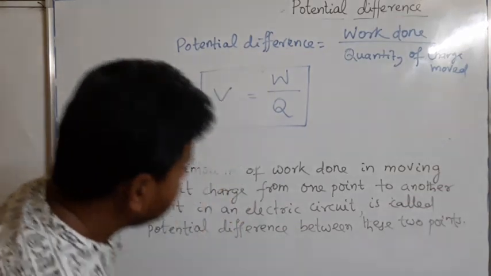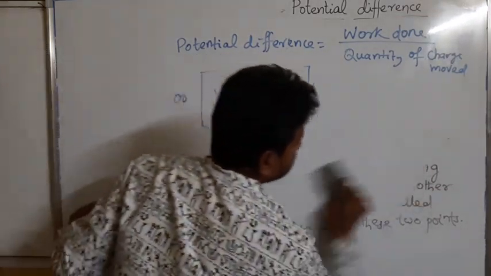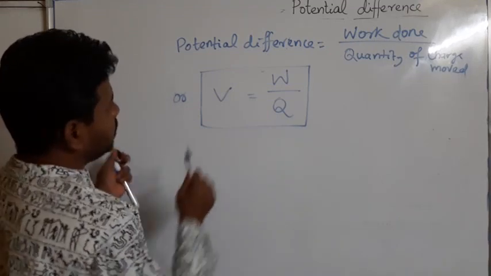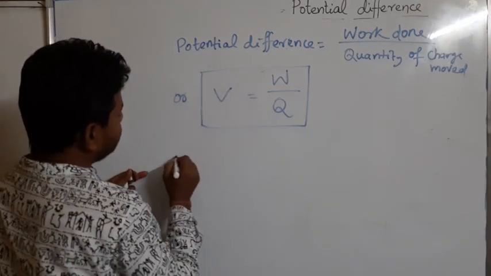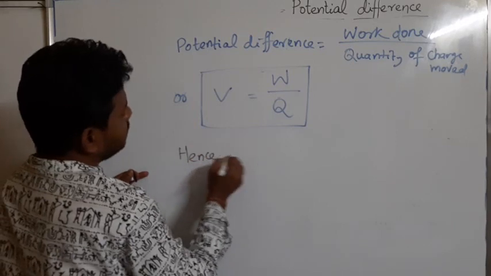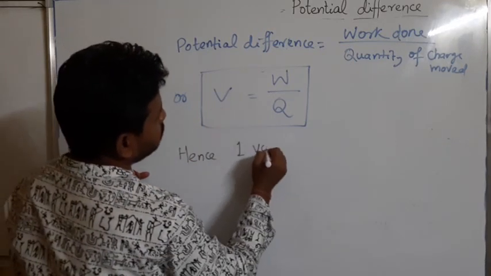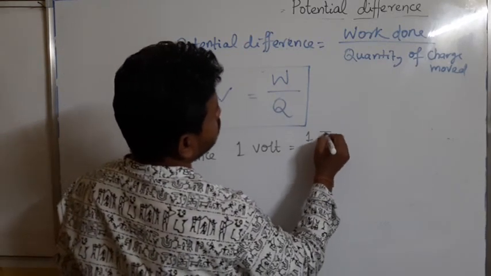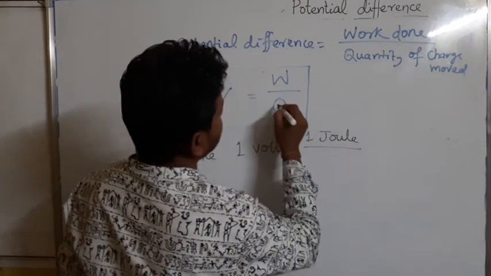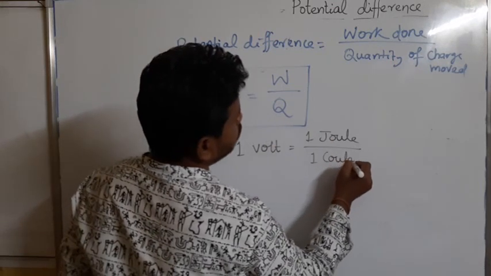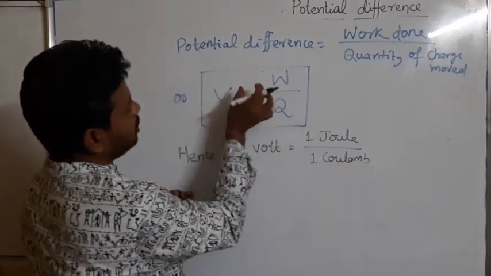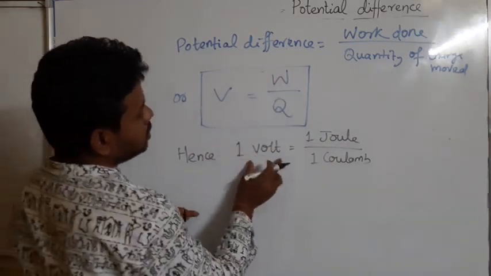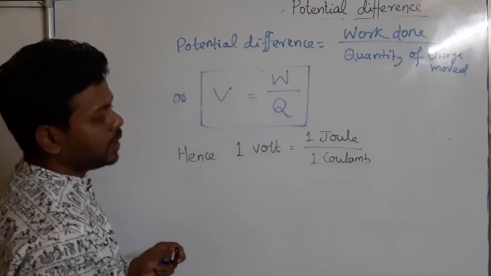And hence, if you write in terms of unit, I can say 1 volt equal to 1 joule by 1 coulomb. I am writing the SI units of V, W and Q. So 1 volt equal to 1 joule by 1 coulomb.